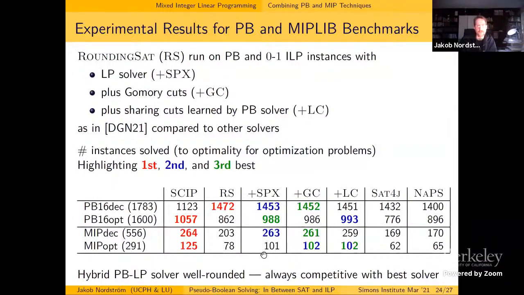So if you had to pick one solver, then you shouldn't pick the pseudo-Boolean solver, you shouldn't pick the MIP solver, you should pick our hybrid because it's always reasonably good. Although, clearly you could also make the argument that if you care about optimization, then still it seems like MIP solvers are winning.